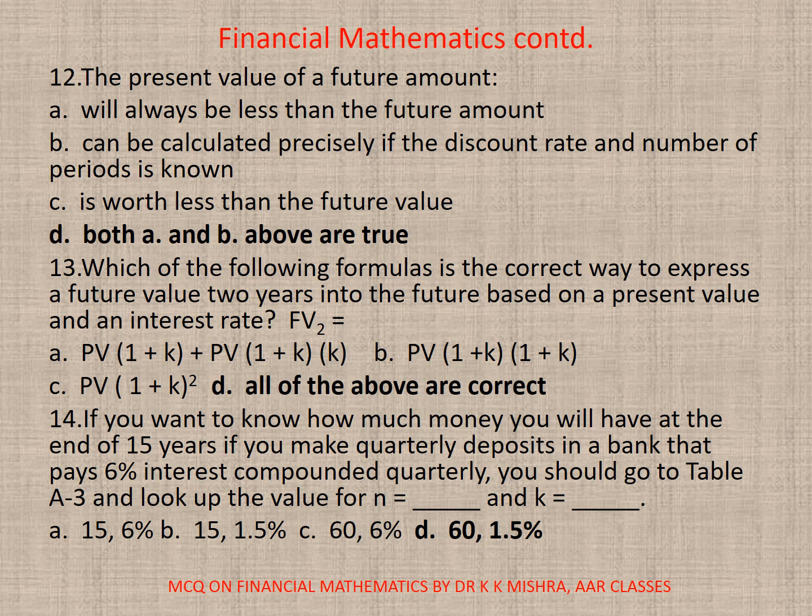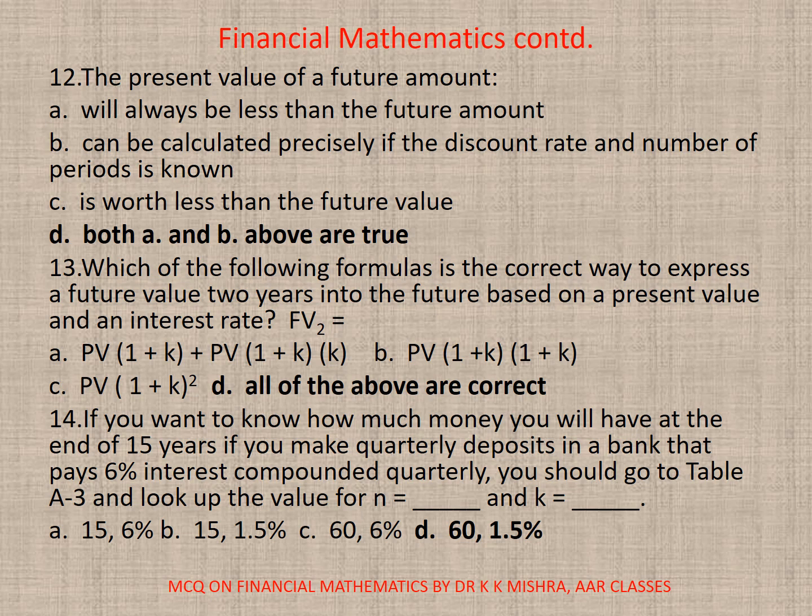13. Which of the following formula is the correct way to express a future value 2 periods into the future based on a present value and interest rate? FV2 is equal to, here all the options are correct, hence D is correct.